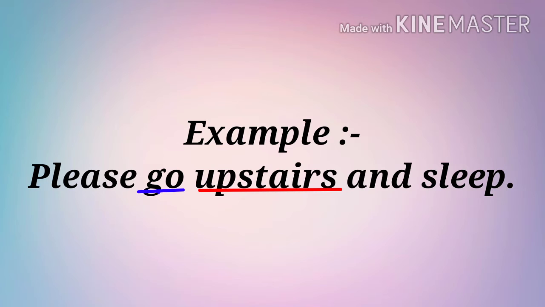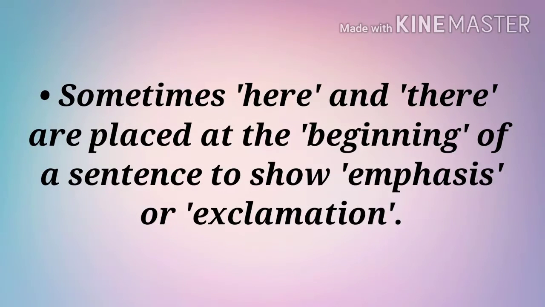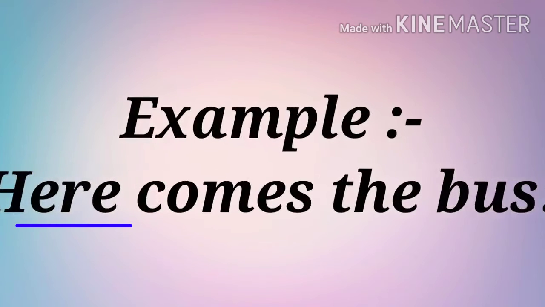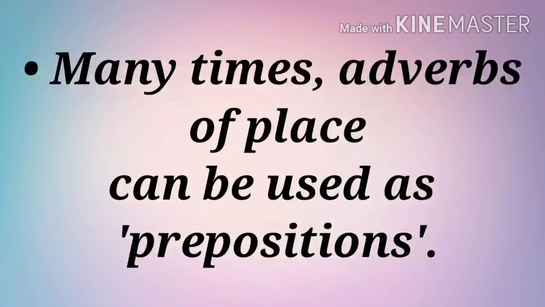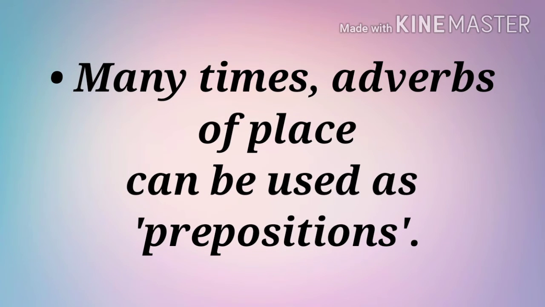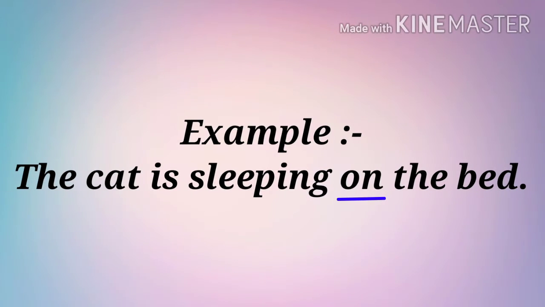For example, please go upstairs and sleep. Sometimes here and there are placed at the beginning of a sentence to show emphasis or exclamation. For example, here comes the bus. Many times, adverbs of place can be used as prepositions. For example, the cat is sleeping on the bed.